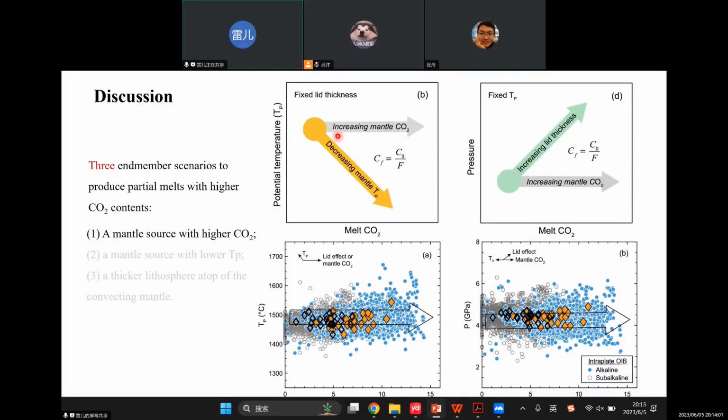We can say in theory, the potential temperature has a negative relationship with the carbon dioxide in the melt. However, in the actual result, there's no such trend, so they exclude this theory. Then look at the pressure and melt carbon dioxide. The pressure has a positive relationship with the melt carbon dioxide, but in the actual result, there's no such trend, so they also exclude this theory. So in the interplate settings, only the first theory worked.